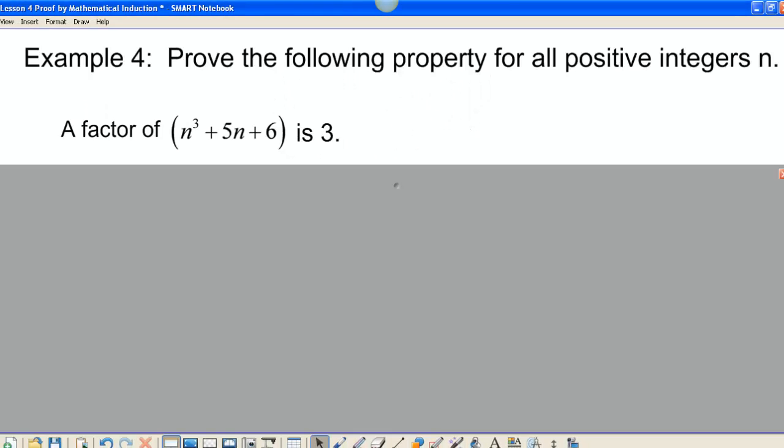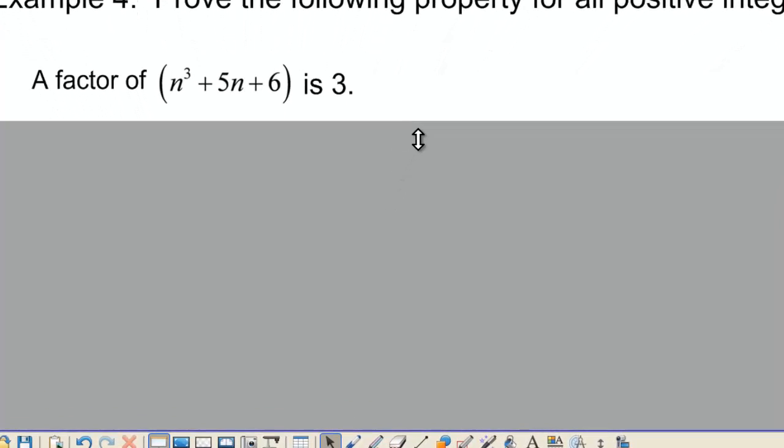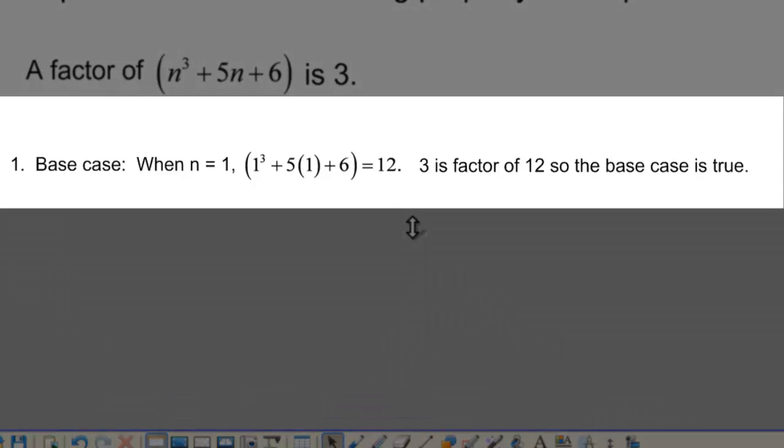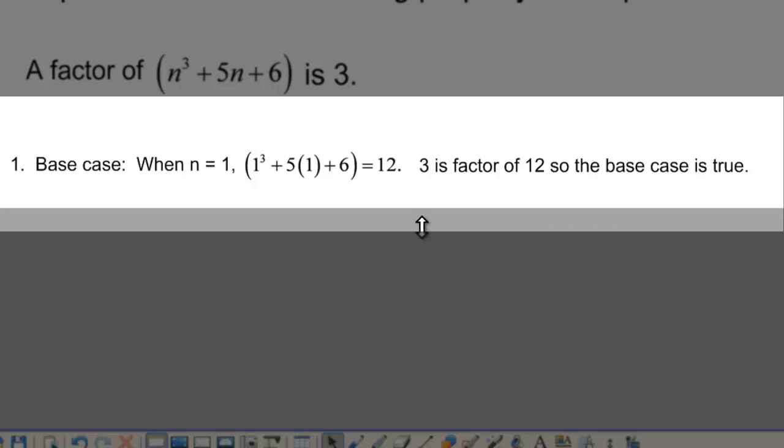Example 4, we're going to prove the following property for all positive integers n. We're going to say that a factor of n cubed plus 5n plus 6 is 3. Again, let's prove the base case is true. When n is equal to 1, I input 1 into n cubed plus 5n plus 6, and that yields 12. 3 is a factor of 12, so the base case is true.